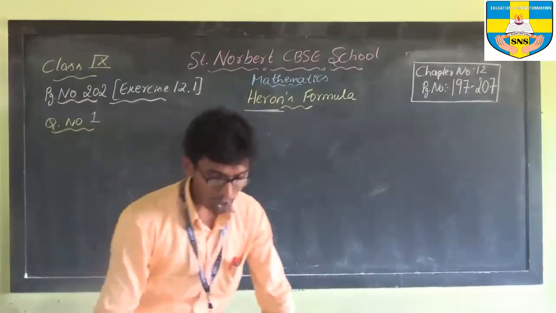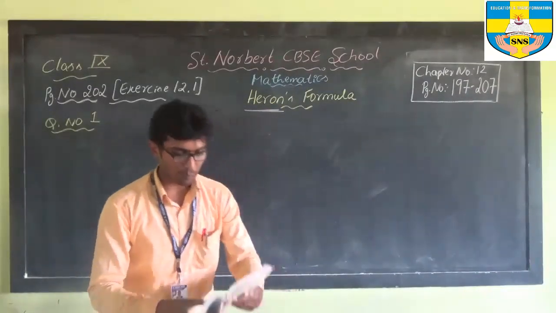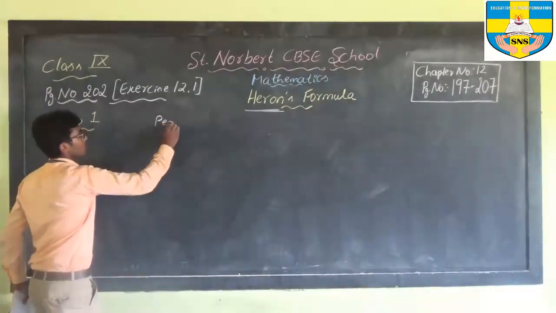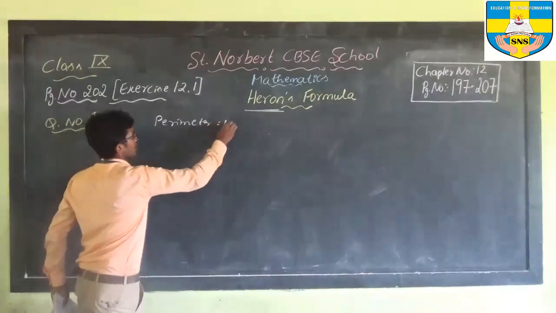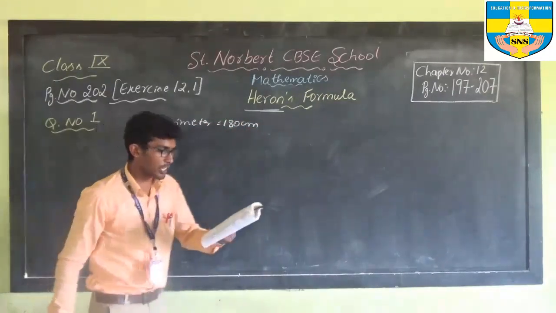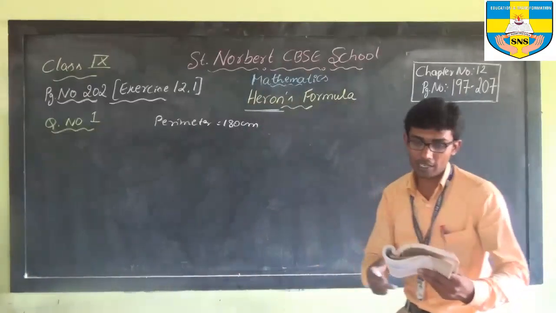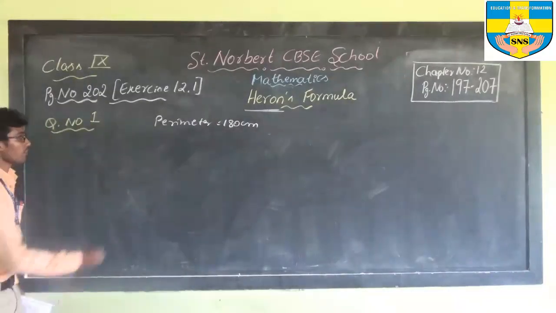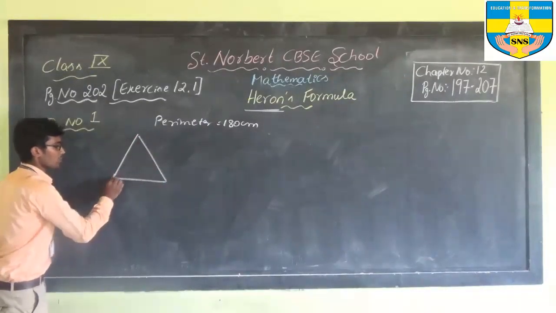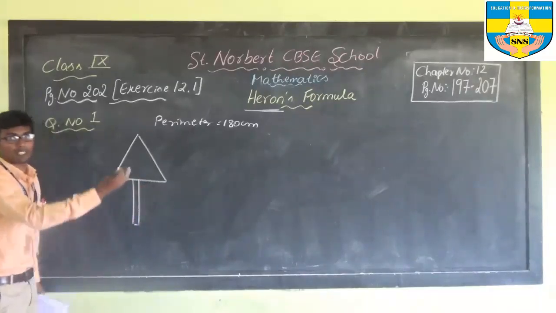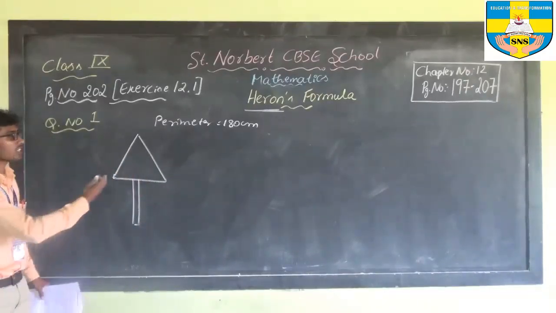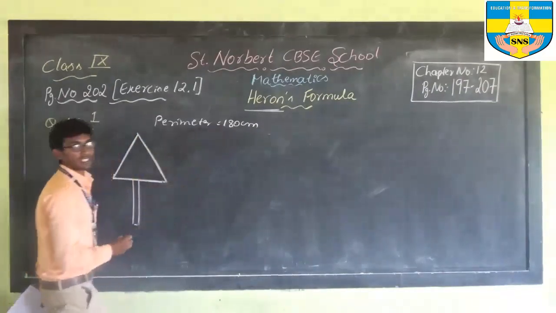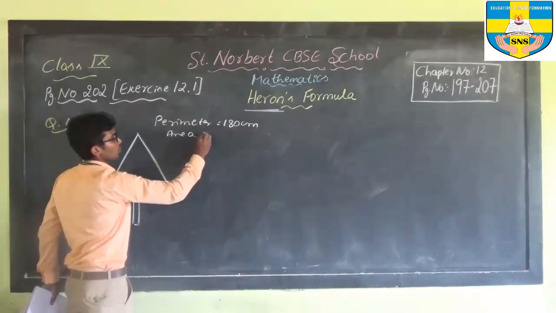The first question: when you read the question, there is a traffic signal board, and it is given as perimeter is equal to 180 centimeter and it is also an equilateral triangle. Now they are asking the area of the signal board. Have you seen this type of board? Maybe when you are going on highways, you can see this type of board, right? So in the question, perimeter is equal to 180 centimeter, area is equal to question mark.